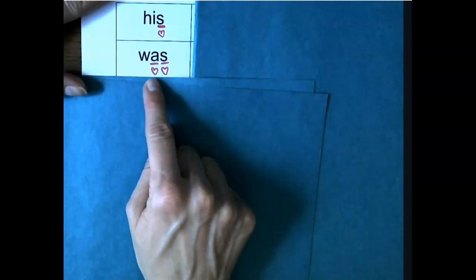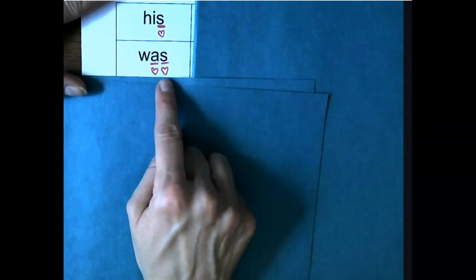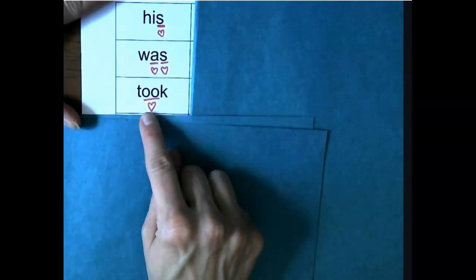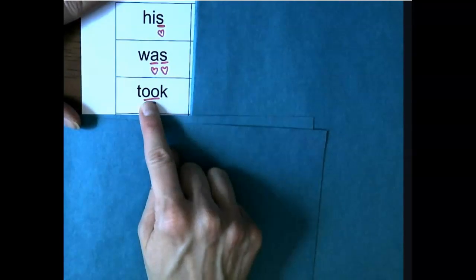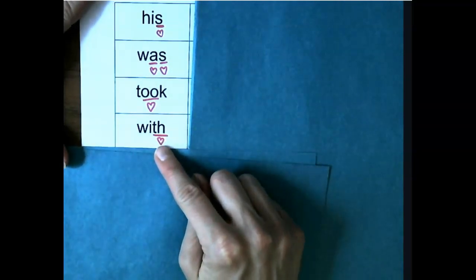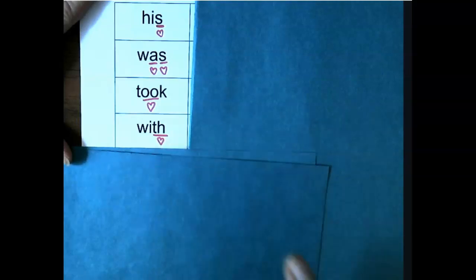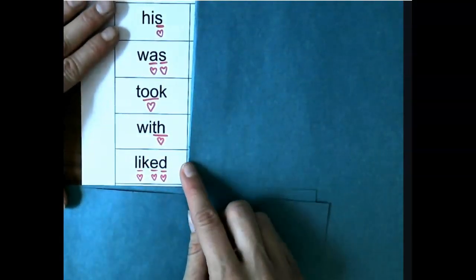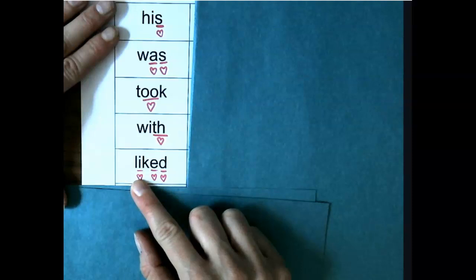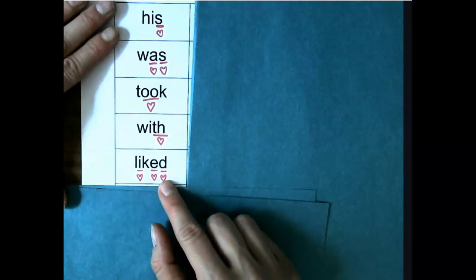Also in was, we have the A making an uh sound. Was. We have to remember these two parts by heart. This is the word took. Say took. Took has 2 O's in the middle and makes the oo sound. Took. This is with. Say with. The word with has a TH at the end that makes a th sound. With. This is the word liked. Say liked. The word liked has an E that makes the I say its name. Liked. And the D is making a T sound.